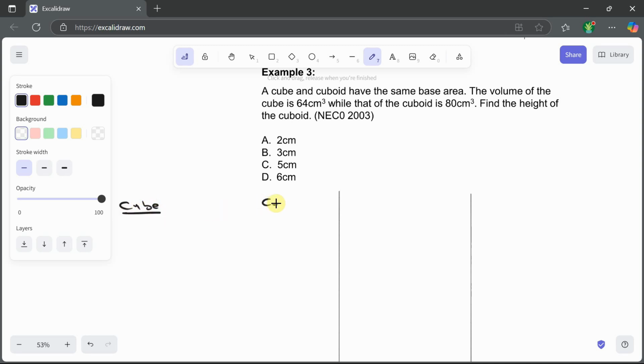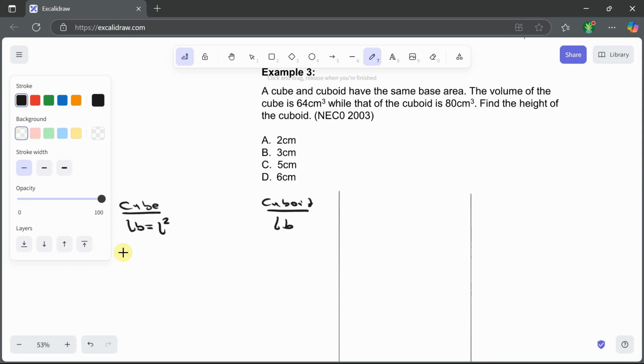Then for the cuboid, we have this. They have the same base area, so that would be LB. Of course, a cube is really a square, right? In all the sides, they're all square. So the LB here would also be equal to, let's say, L squared, right?